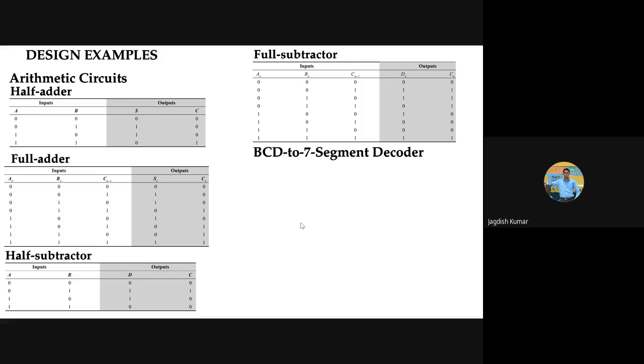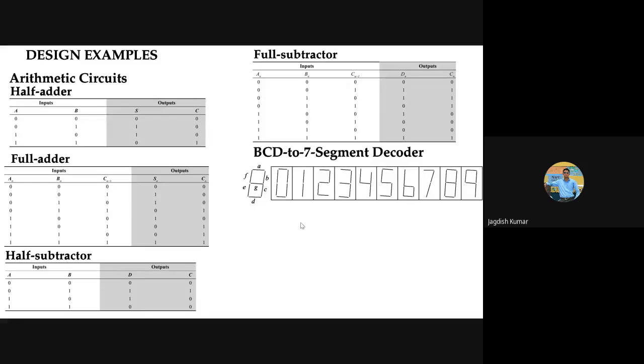Another very important circuit in digital electronics is the BCD to 7-segment decoder. Has anyone of you heard of this BCD to 7-segment decoder? Or have you seen those 7-segment displays or 7-segment decoders? Have you seen them? Anyone? Oh, I'm sure you all have seen them, but you probably didn't know that these are 7-segment displays or decoders. You would have seen this kind of digital display somewhere at some stage in your life, I'm sure.